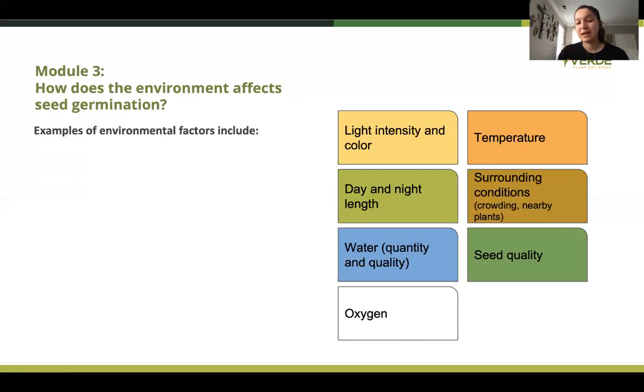If you're watering on a daily basis versus watering with less frequency, that's an environmental factor that could affect germination because seeds like to be consistently moist but not waterlogged.